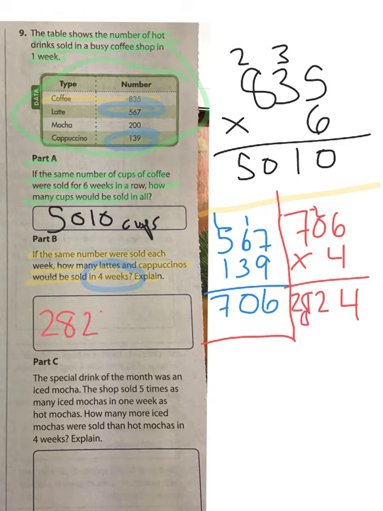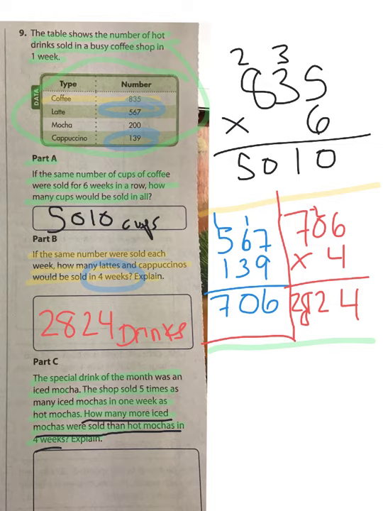Part C. The special drink of the month was an iced mocha. The shop sold 5 times as many iced mochas in 1 week as hot mochas. How many more iced mochas were sold than hot mochas in 4 weeks? Explain. This problem has several steps. First, let's underline the question that it's going to ask us at the end. In the end, we need to find out how many more iced mochas were sold than hot mochas in 4 weeks. Next, we want to find out what we already know.